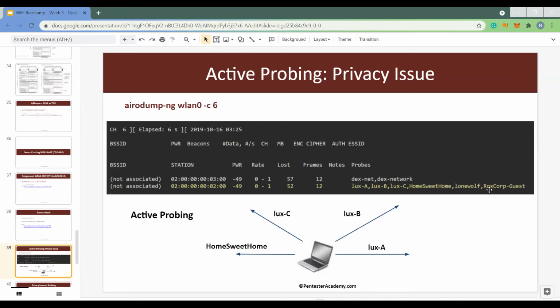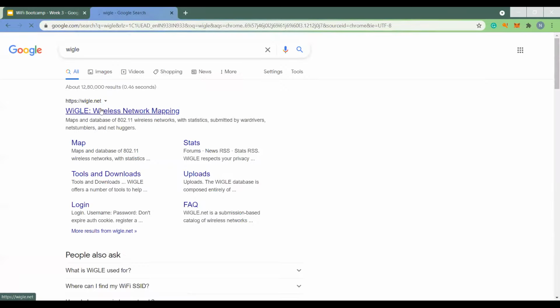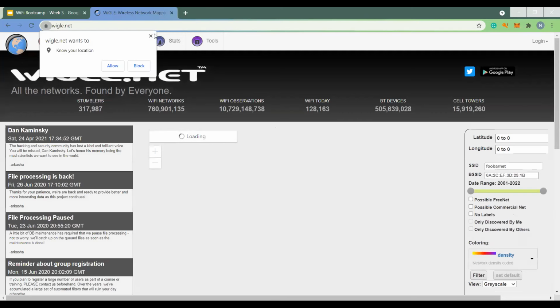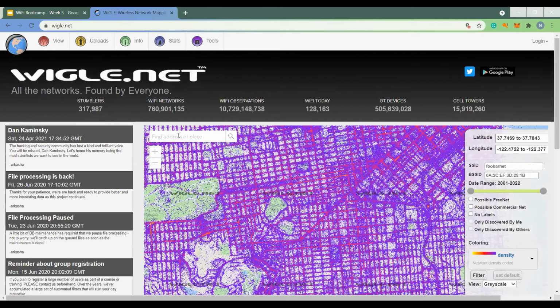So for example, here, suppose this RoxCorp is the company, and this name is actually telling us that the owner of this device works here, or has visited here because it's the guest network, right? RoxCorp guest. Similarly, his home SSID is home sweet home. And if it is very distinct, we can then use something like Wiggle. I'm not sure if you know about Wiggle. Wiggle is this thing here. It is actually a database of SSID names with their locations. So you can actually search for SSIDs using this database.